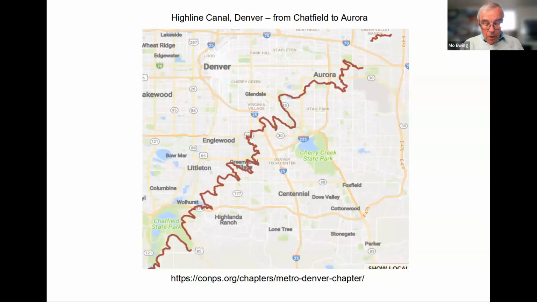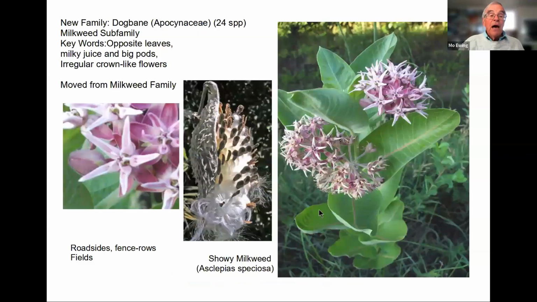Quite a few of them are exotic plants. Some of them are plants that have escaped from people's gardens. But there are some pretty neat native plants that are here, and I'll show you a couple. This guy is showy milkweed, Asclepias speciosa. It's a very cool plant.